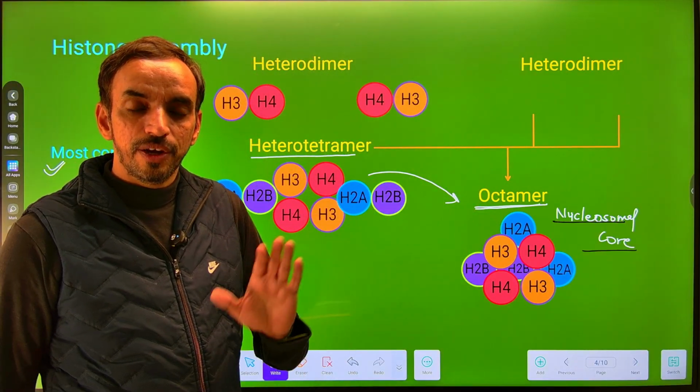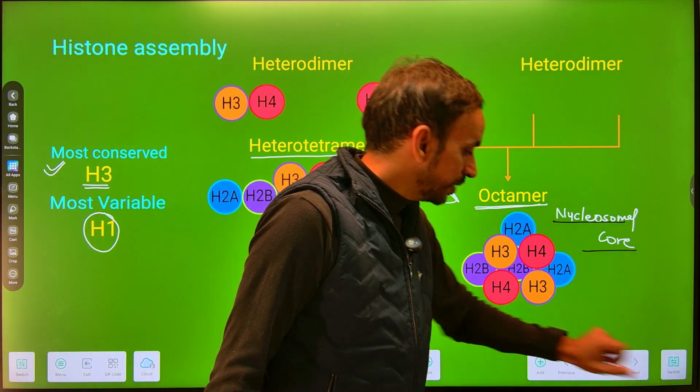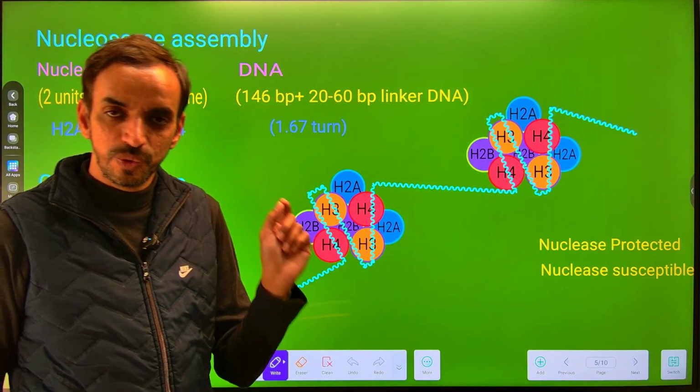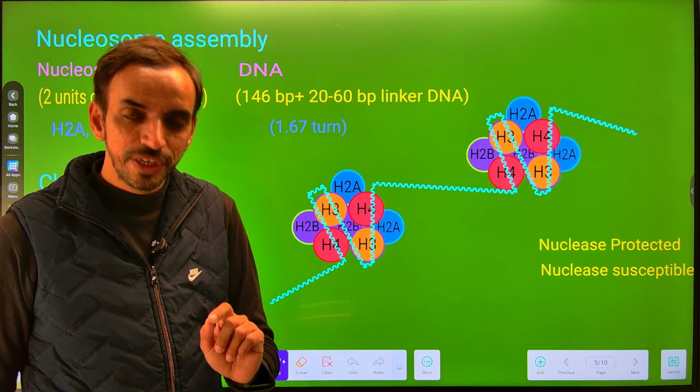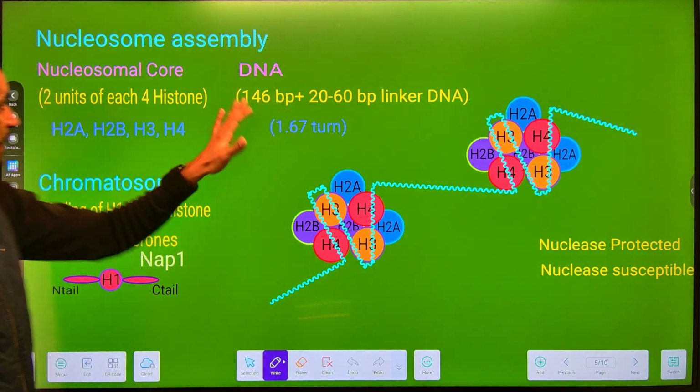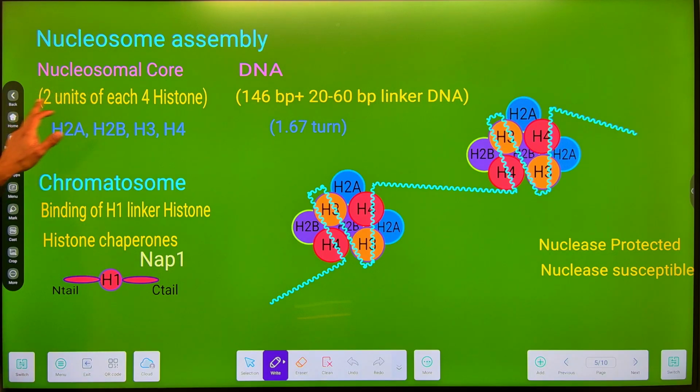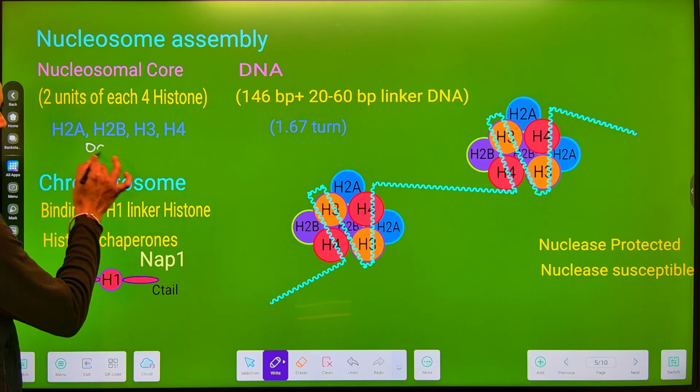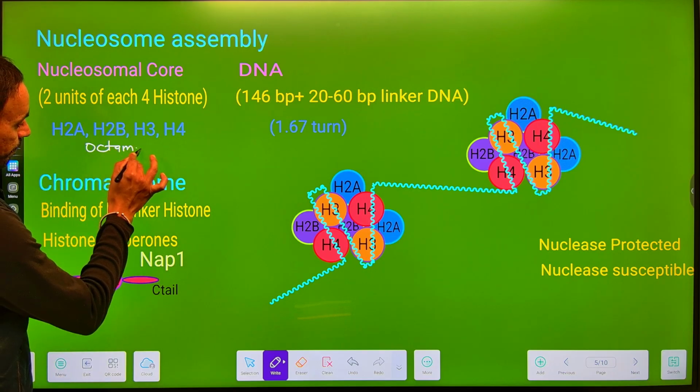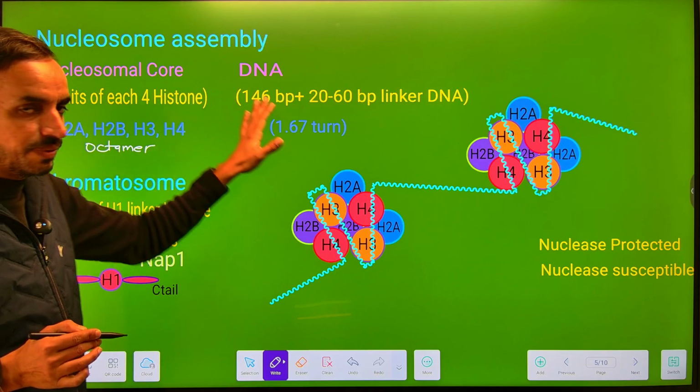So in this way, there is a formation of a nucleosomal core. Now, the nucleosome, it is made up of two things. One is the nucleosomal core, which is made up of histone, and other thing is the DNA. So we are having the nucleosomal core, 2 units of each 4 histone that lead to the formation of a octamer, which interacts with the DNA.